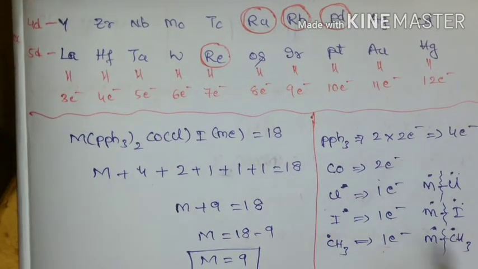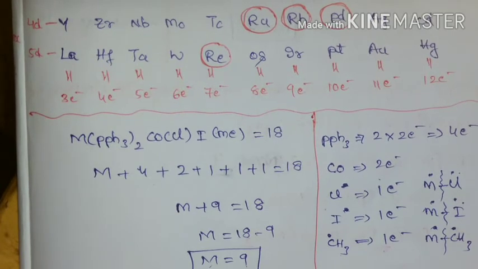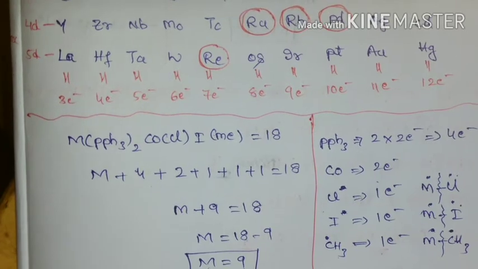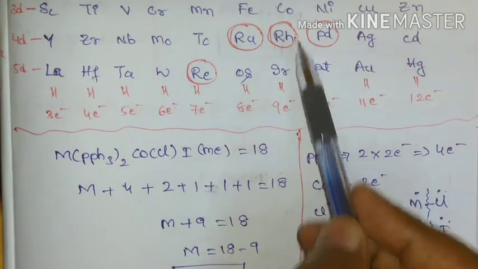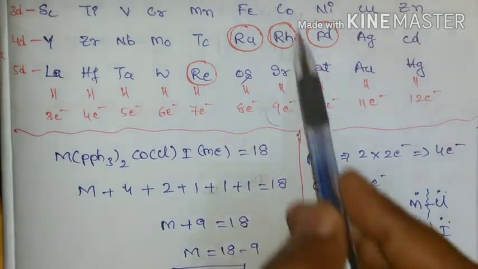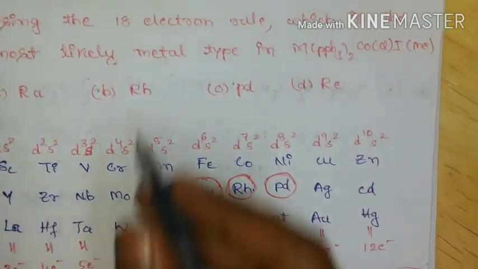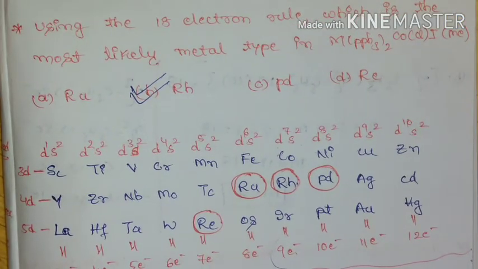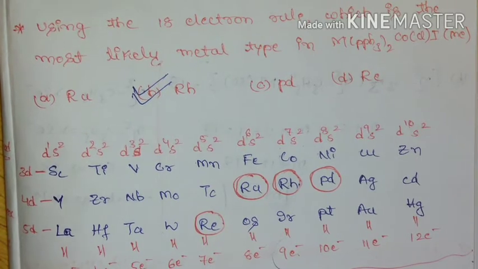So by substituting these values, we got M is equal to 9. Means the metal which is having 9 valence electrons will be the most likely metal type present in this complex. Among the given options, the one having 9 valence electrons is rhodium. Rhodium is having 9 valence electrons, that is d7s2 configuration. So the correct option will be B, that is rhodium. So this is how the 18 electron rule will be used in order to find the metal type present in the coordination complex.